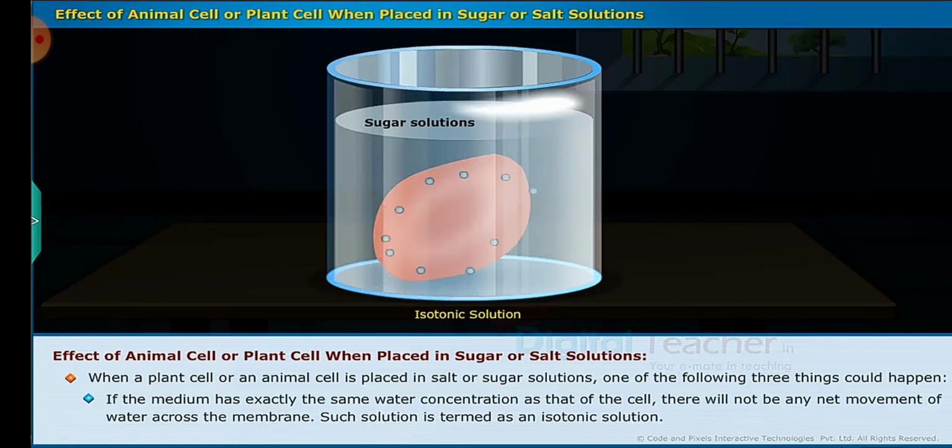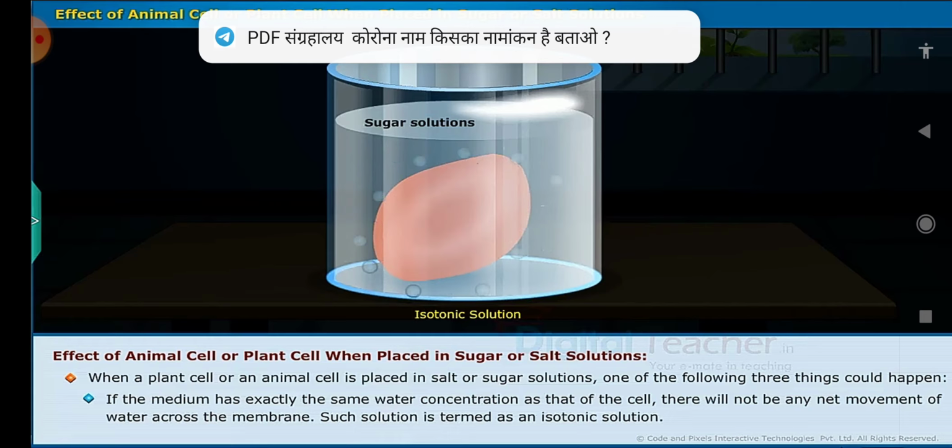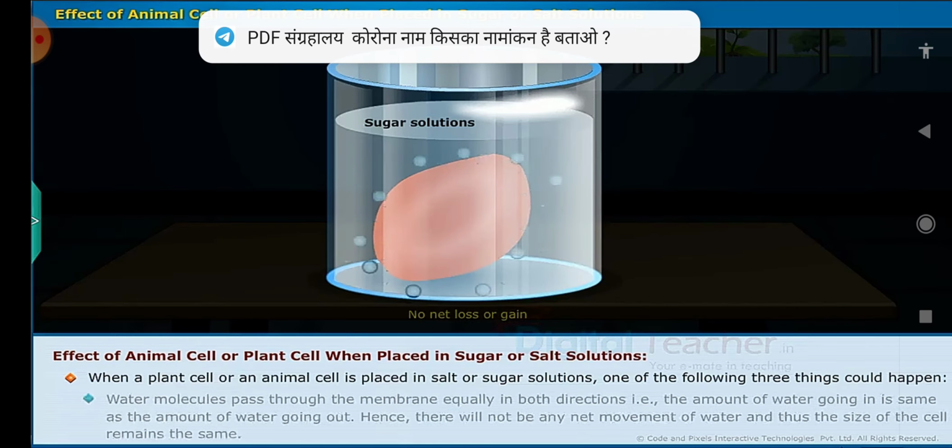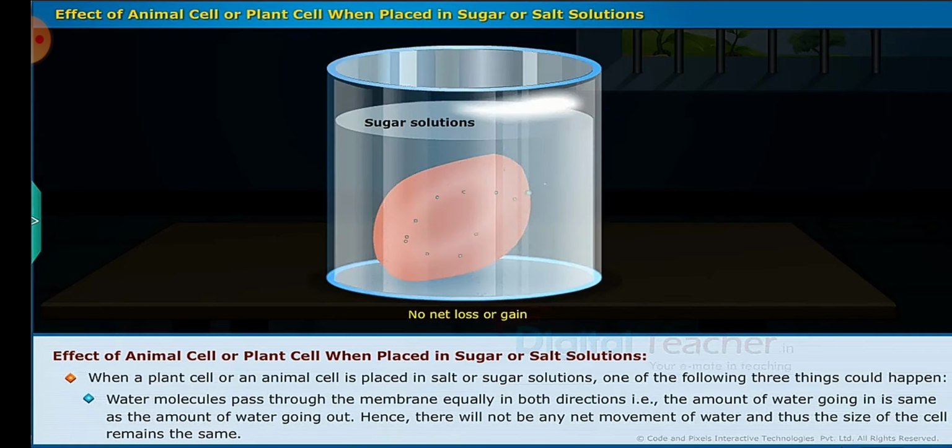If the medium has exactly the same water concentration as that of the cell, then there will not be any net movement of water across the membrane. Such solution is termed as an isotonic solution. Water molecules pass through the membrane equally in both directions. That is, the amount of water going in is the same as the amount of water going out. Hence, there will not be any net movement of water, and thus the size of the cell remains the same.